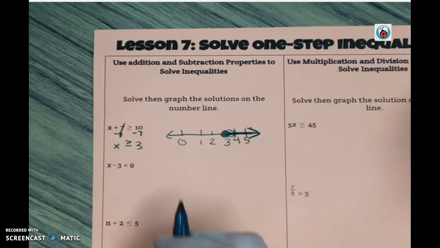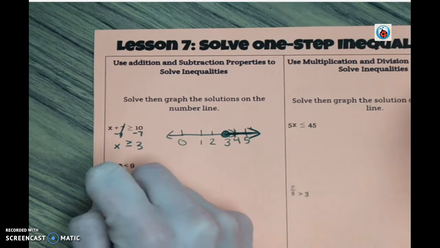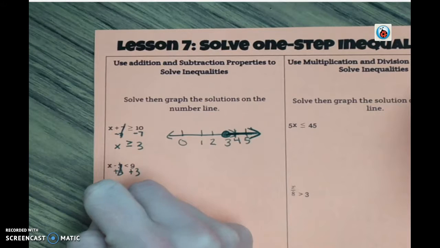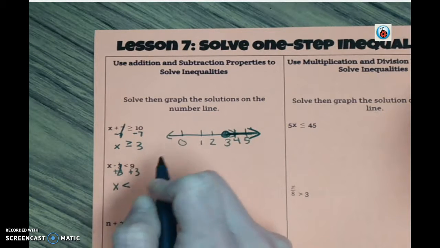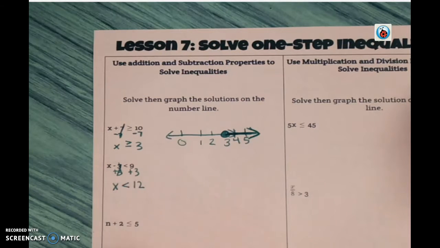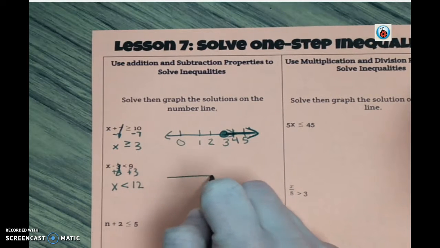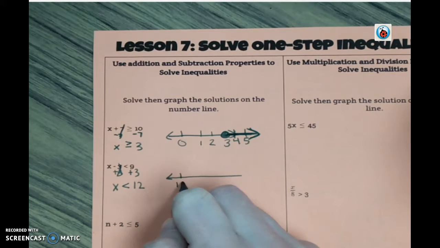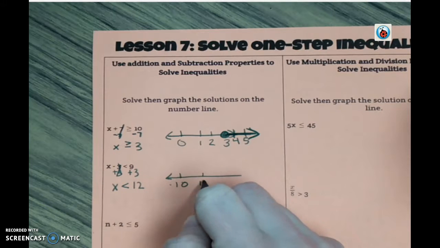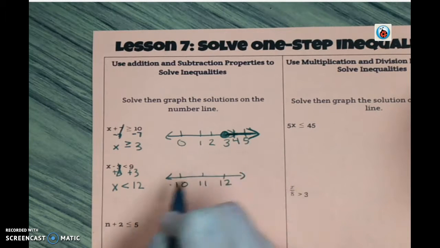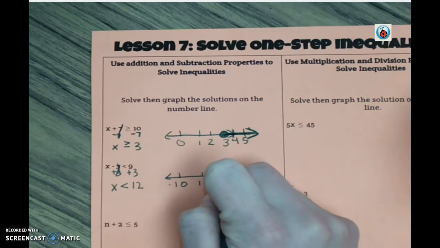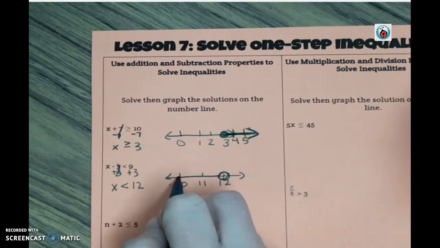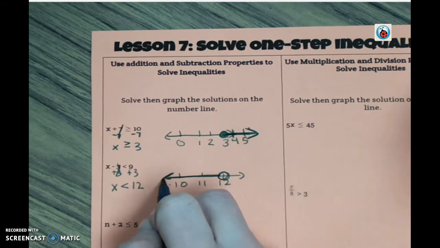Our next one, opposite of subtracting 3 is adding 3. So x is less than 12 because 9 plus 3 is 12. We're going to draw our line. 10, 11, 12. We're going to put our circle open this time. And we're drawing our line to the left because it's less than.